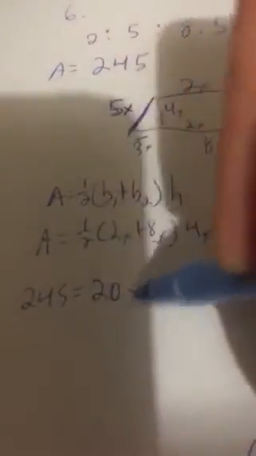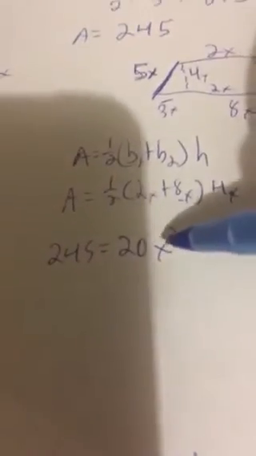We need to multiply it out. When we multiply it out, we go 245 equals, what's 2x plus 8x? 10x. What's 10x times 4x? 40x squared. And we times that all by 1/2, so we're left with 20x squared. Okay? We need to divide by 20, so we got 245 divided by 20 equals x squared, so we're going to square root it. X equals the square root of 245 divided by 20.